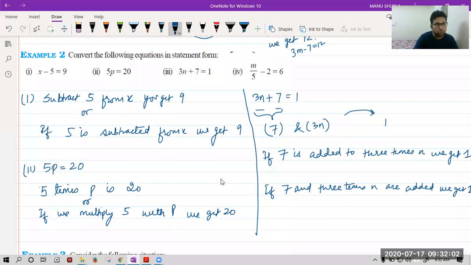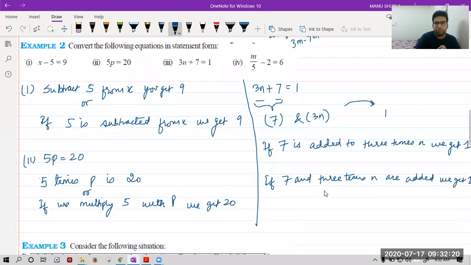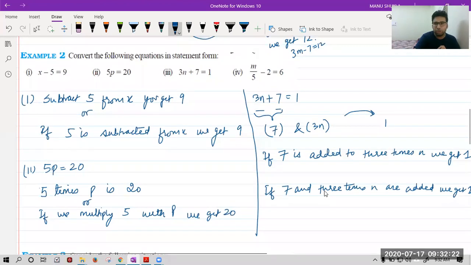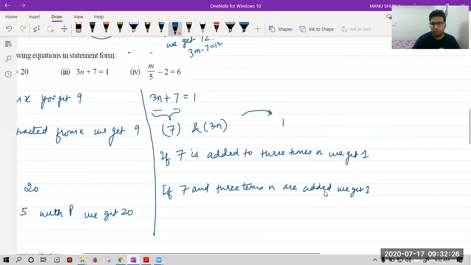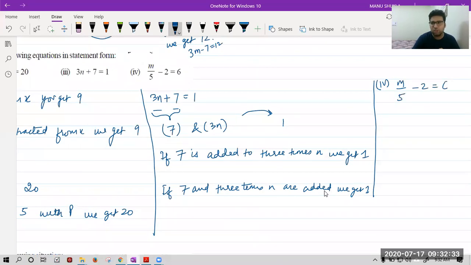m upon 5 minus 2. 6 is the answer if we subtract 2 from m by 5, Sanvi. Okay. Don't tell the answer right now. m is divided by 5 and 2 is subtracted from it. Okay. So all of you are trying your way. Let me tell you mine. You can try your own. No issue. It is saying m upon 5. 1 second. Fourth part is m upon 5 minus 2 is equal to 6.